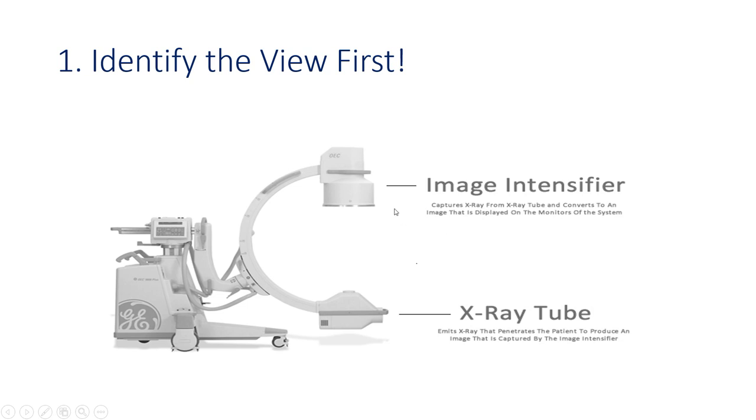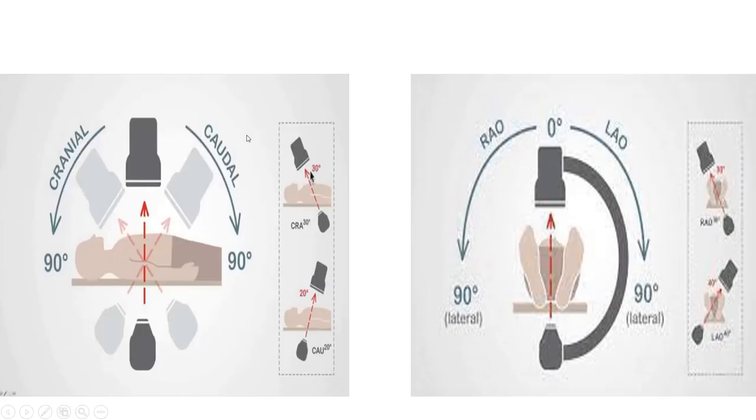So the image intensifier can move in multiple different directions to create different angles of images. Again, this is the image intensifier. It can move towards the patient's head, and that's cranial, and it can move towards the patient's feet, and that is caudal. It can also move towards the left of the patient, and that's LAO, which is left anterior oblique, or towards the right of the patient, which is RAO, right anterior oblique. It can also create multiple combinations between these caudal and cranial movements to create different angles.